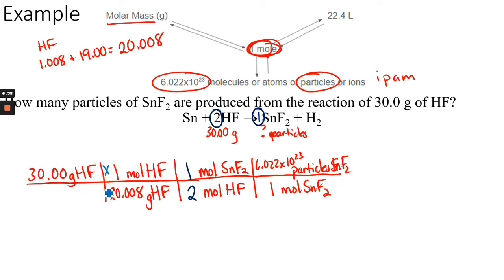So we would say 30 times 1 divided by 20.008, that will get rid of our grams, times 1 divided by 2 gets rid of our moles, times 6.022, remember that special button, which is that EE, 23, divided by 1 would get rid of the moles and leaves us with particles of SnF2. We want 3 significant figures. The zeros are significant because there's a decimal. So our answer would be 4.51 times 10 to the 23rd particles of SnF2.